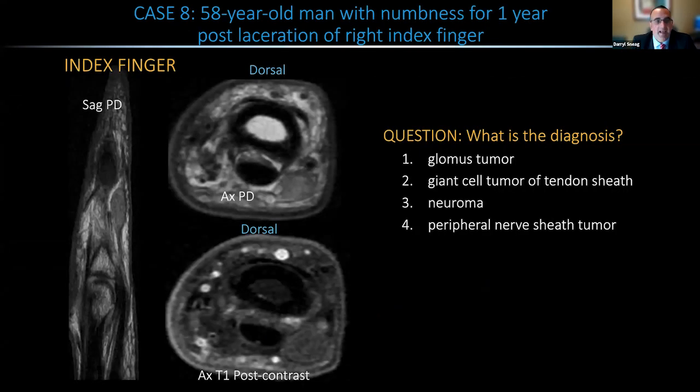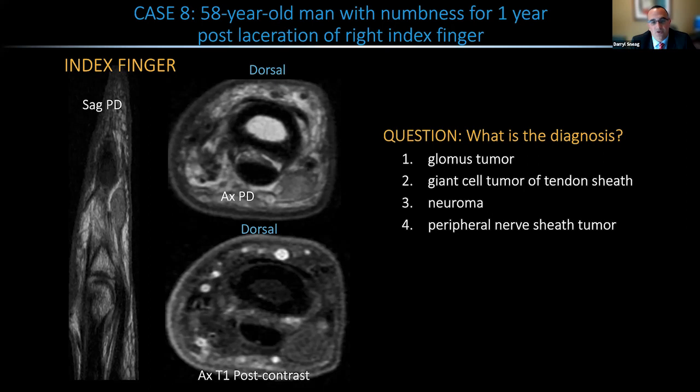Okay, let's move on to case 8. This is a 58-year-old man with numbness for 1 year following laceration of the right index finger. On the left, I'm showing you a sagittal proton density image, and on the top, an axial proton density image, and the bottom is a T1 fat suppressed post-contrast sequence. And the question is, what's the diagnosis?